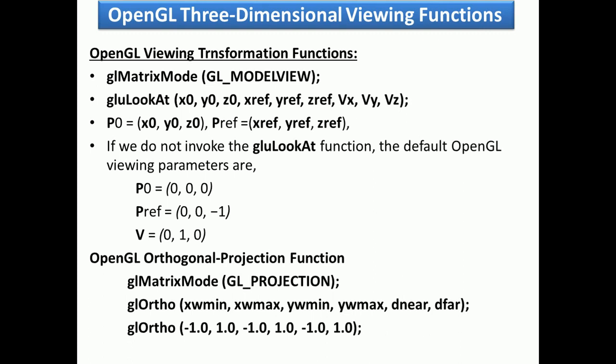If we do not invoke the gluLookAt function, then the default OpenGL viewing parameters are P0 equal to 0, 0, 0, P_ref equal to 0, 0, minus 1, and V equal to 0, 1, 0. For these default values, the viewing reference frame is the same as the world frame, with the viewing direction along the negative z world axis. In many applications, we can conveniently use these default values for the viewing parameters.